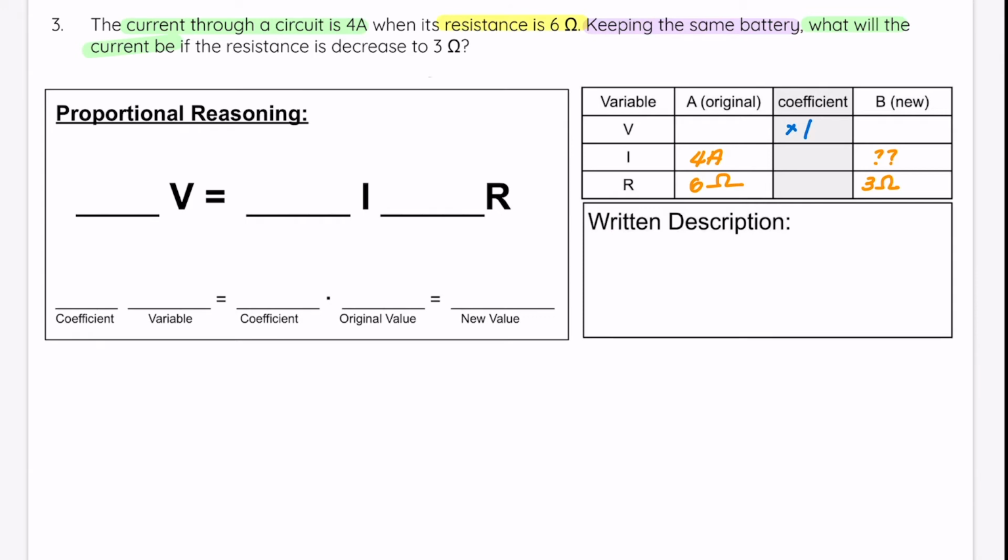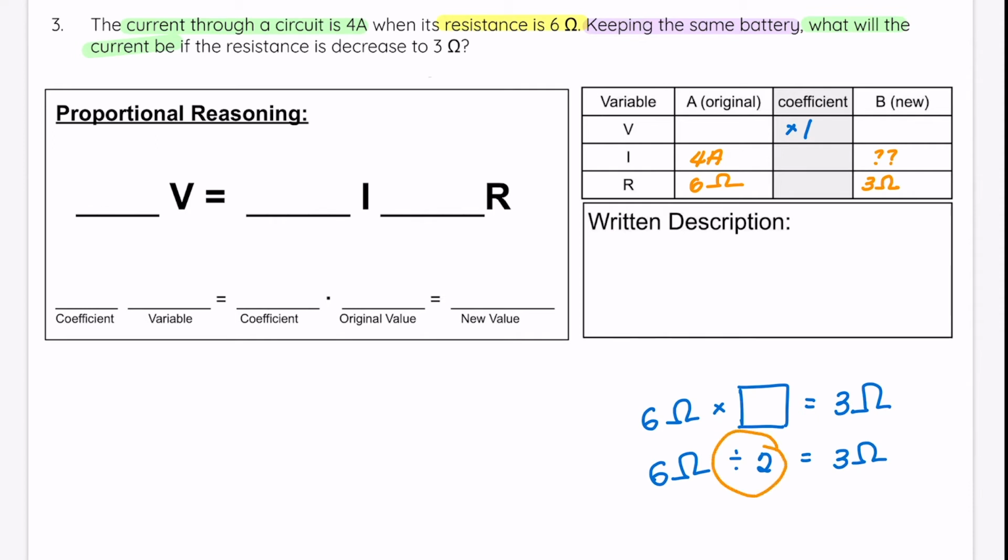So let's think about what this means. We have 6 ohms times something is going to give us 3 ohms. I know that 6 ohms divided by 2 is going to give me 3 ohms, but here we're looking at multiplying. So let's take this divide by 2 and multiply by the reciprocal of 1/2, and that should give us 1/2 as our coefficient in our table. So I'll write that down in the blanks, 1 for voltage and 1/2 for R.